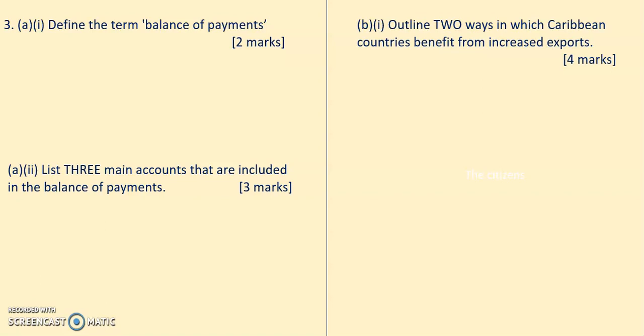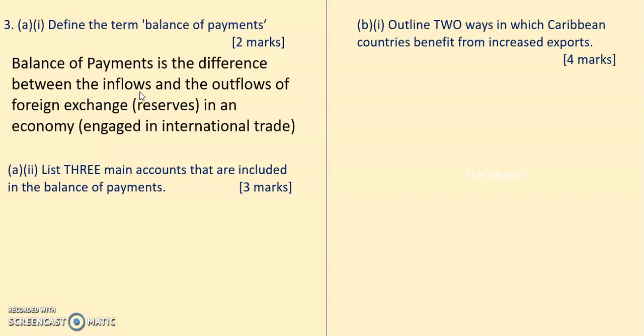All right, so the first question we're required to answer is to define the term balance of payments. Now we know that the balance of payments is the difference between the inflows and the outflows of foreign exchange in an economy that is obviously engaging in international trade. So in other words, it is the balance sheet of the country. How much money comes in versus how much money goes out. That's what appears on your balance of payments.